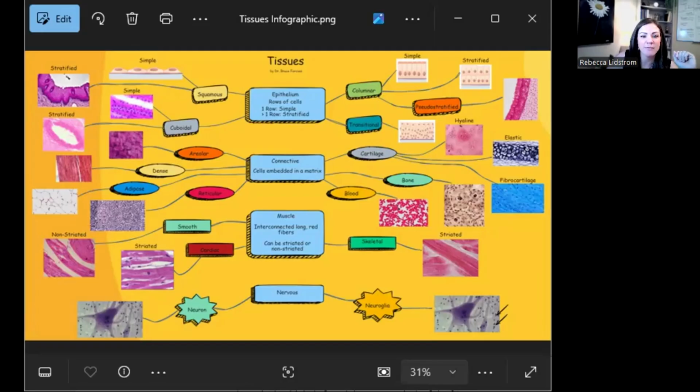Let's see, what else do I have? We talked about stratified, and that's multiple layers. We talked about simple being one layer. Now let's look at transitional. Transitional is going to be a little bit different in that it has the ability to stretch and recoil, kind of like a rubber band, being able to stretch out and come back. And we find this in places where tissues need to expand and come back. So places like the bladder, right, fills up sort of like a balloon and comes back together.